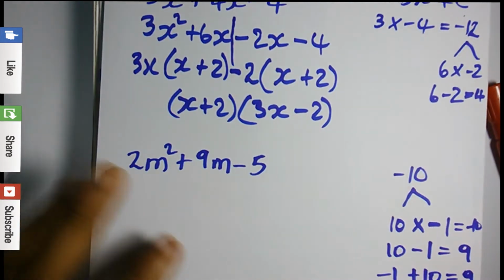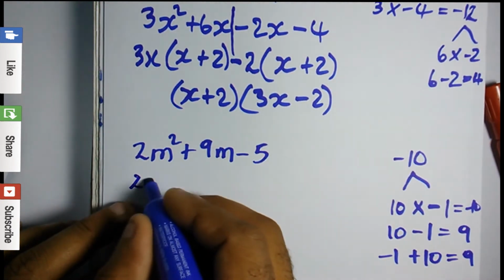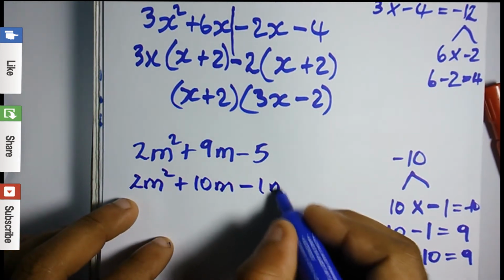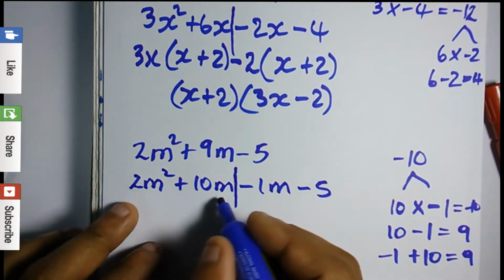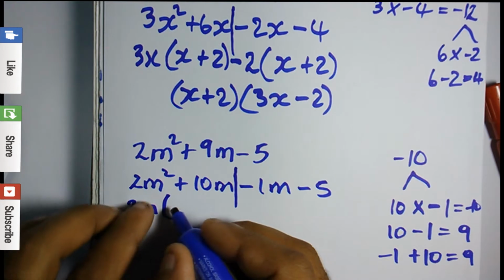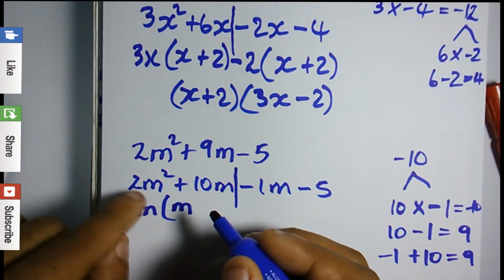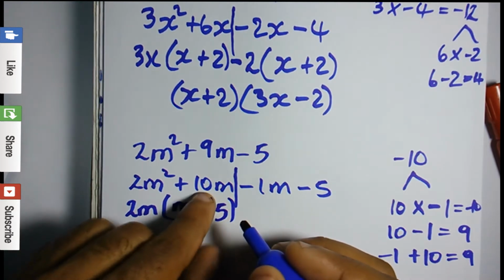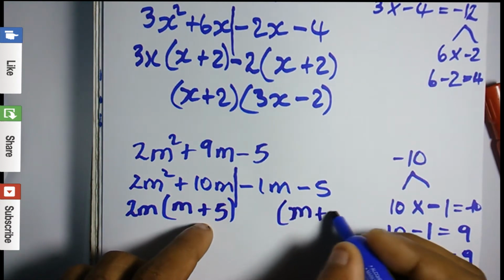Now, remember, I'm going to replace the middle term with these two factors. So I'm going to have 2m squared plus 10m minus 1m minus 5. I'm going to factorize by grouping. First pair, realize that 2m is common. Open bracket, what can I multiply 2m by to get 2m squared? 2m by m is 2m squared, plus 5, since 2m times 5 is 10m. Remember, anything in this bracket should be in the bracket on this side. So it's m plus 5.